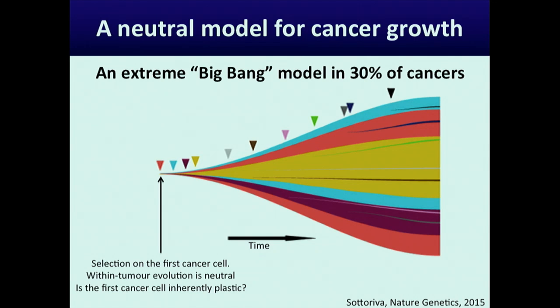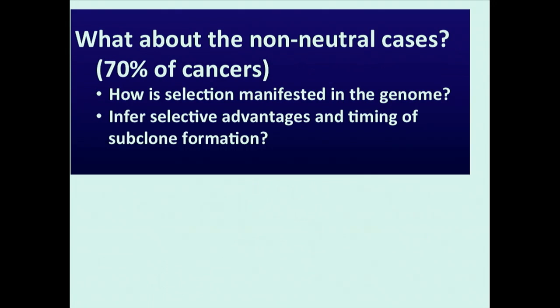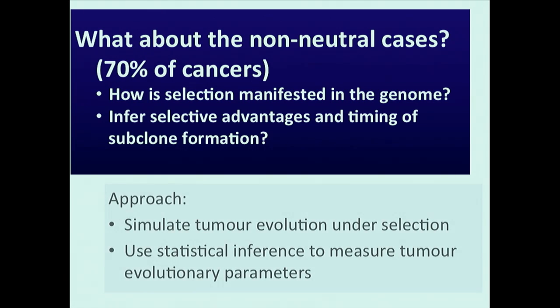Okay, so that's great. So in about 30% of cases, we don't see any interesting evolution going on. What about the rest of them? What can we learn in that majority of tumours that don't seem to fit to this 1/f-like neutral model? The question is then, well, how is selection manifested in the genome, and can we measure the underlying evolutionary parameters that lead to those selection events that we see in the cancer genome? So again, our approach is to try and simulate cancer evolution under selection and fit these models to the data and measure these underlying evolutionary parameters.